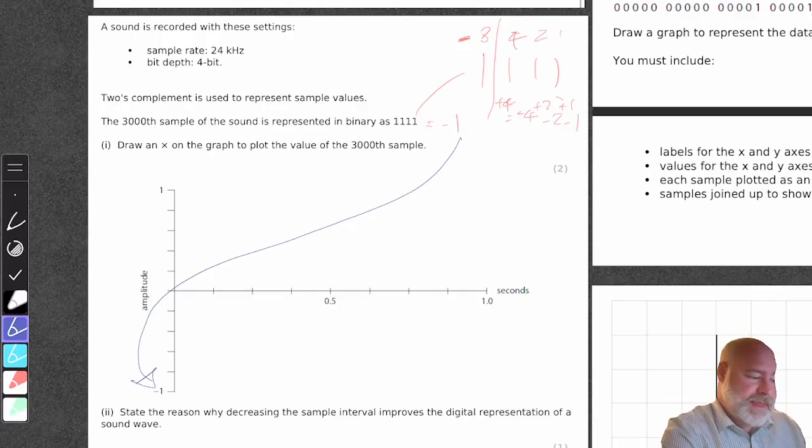Okay, so let me read through the question first. The sound is recorded with these settings. Sample rate's 24 kilohertz. Great. Bit depth is 4-bit.